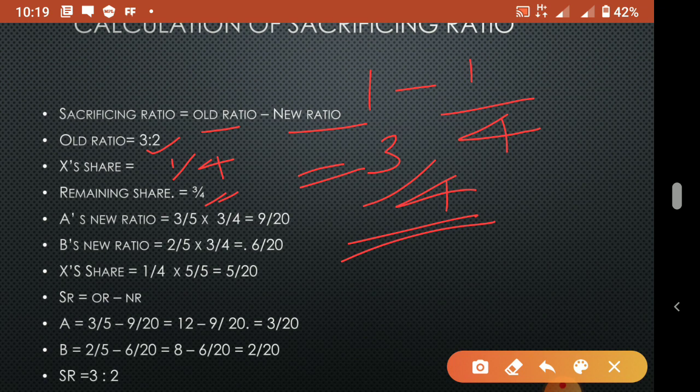Okay. Now A's new ratio will be his old ratio into this remaining share. A's old ratio is 3/5, see here 3:2, so 3 plus 2 is 5. So 3/5 into the remaining share 3/4. 3 into 3 is 9, 5 into 4 is 20, so 9/20. B's new ratio is the same way, 2/5 into 3/4. We multiply: 3 into 2 is 6, 5 into 4 is 20. So this is the new ratio of A and B.